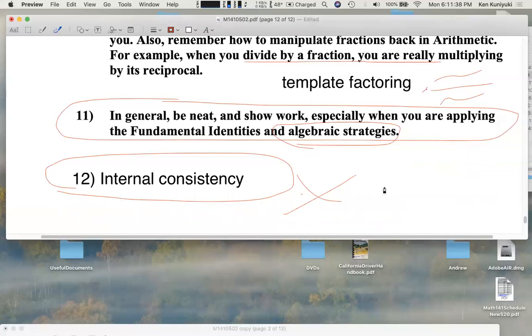Okay, next up, we're going to solve trig equations, 5.3.